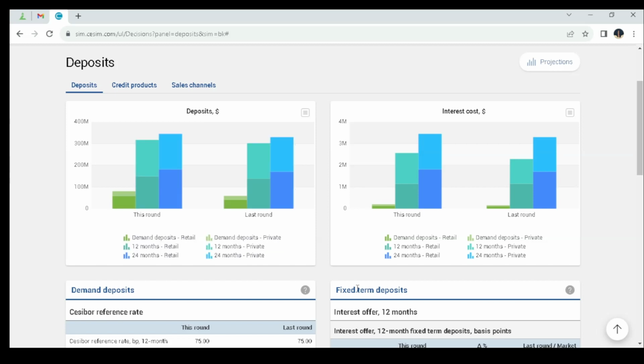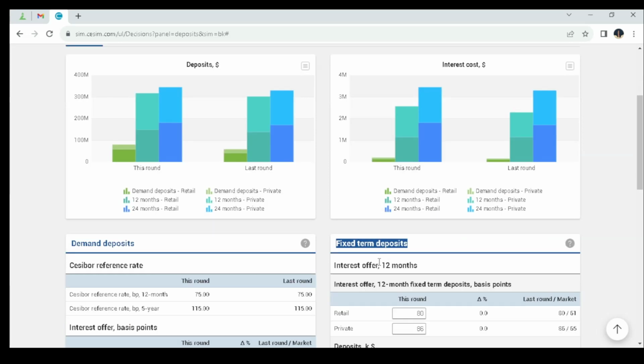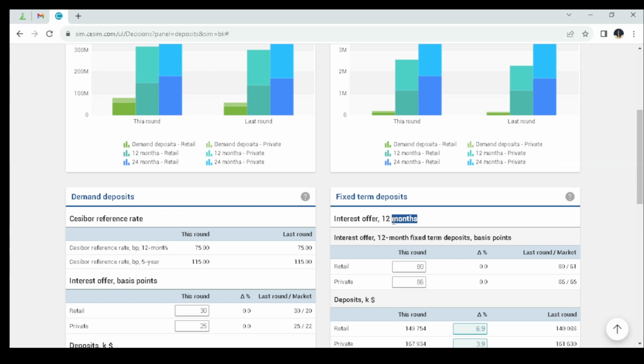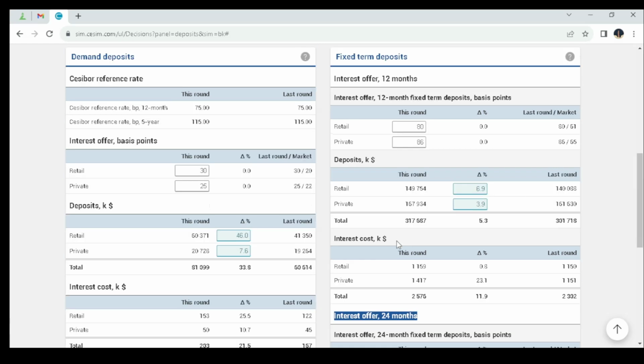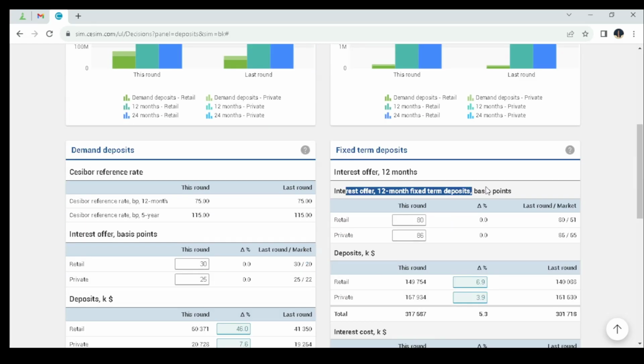The next one is the fixed term deposits. Here, customers are committed to keep their money in our bank for a certain period of time, and so we have different periods. You can see that we have the 12-month and the 24-month. Customers can commit to put their money into the bank for 12 months, and under this we also have an interest offer in basis points for the retail and for the private. Here we can potentially agree to pay higher interest to our customers, because they are putting money in the bank for a longer period.